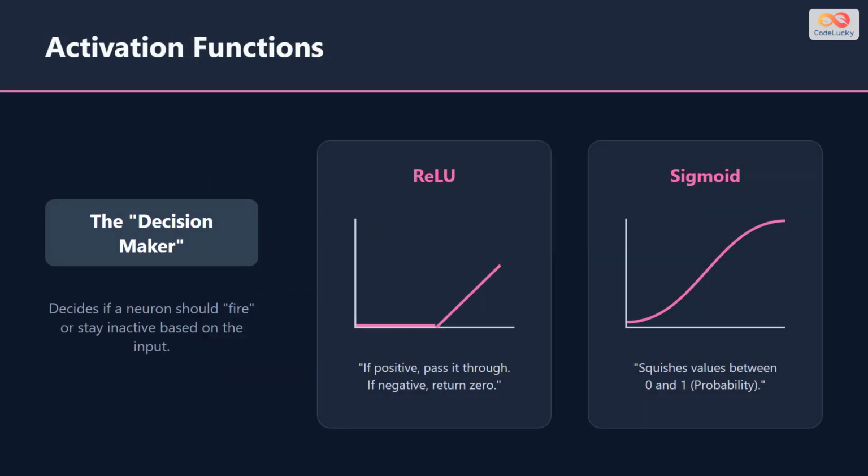But simply adding numbers isn't enough. We need a decision maker. This is called the activation function. It sits at the end of the neuron and decides if the signal is strong enough to move forward. For example, the ReLU function keeps positive values and removes negatives, while the sigmoid function squishes everything into a probability between 0 and 1.